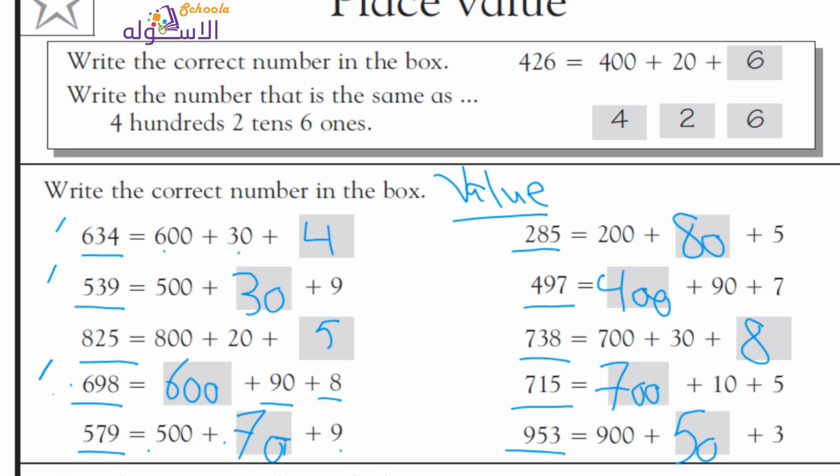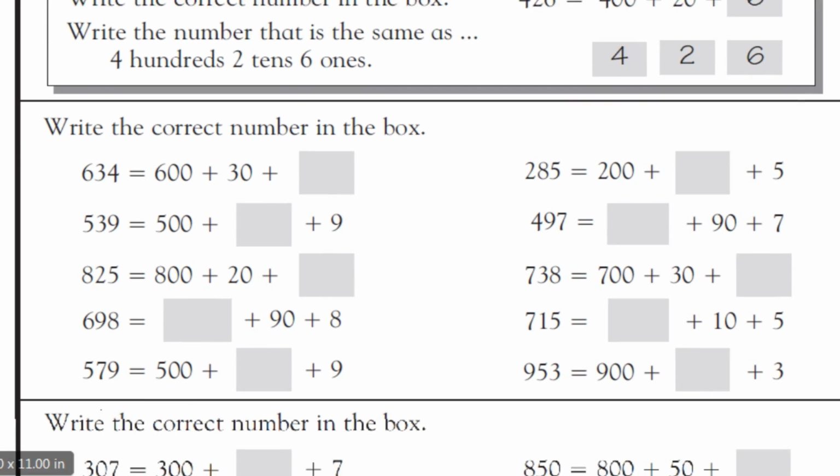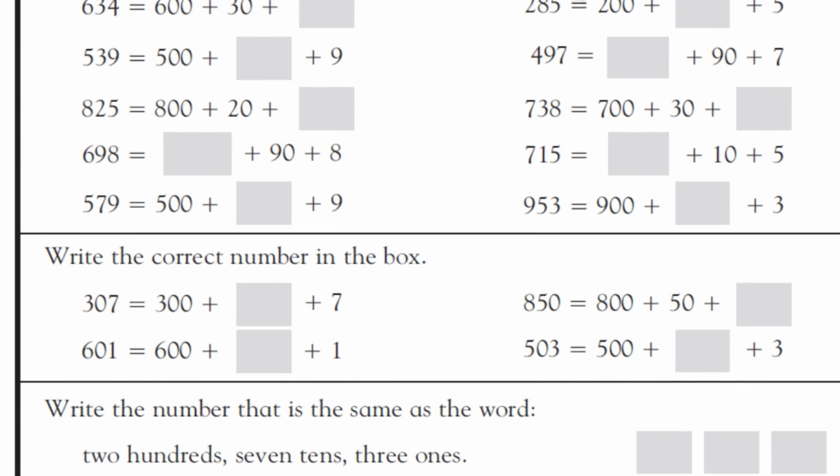Okay? Let's see another exercise. Here, the same. You want me to write the missing number. What am I missing here? I'm missing the tens. But what's in the tens? There is 0 in the tens. So it stays 0.